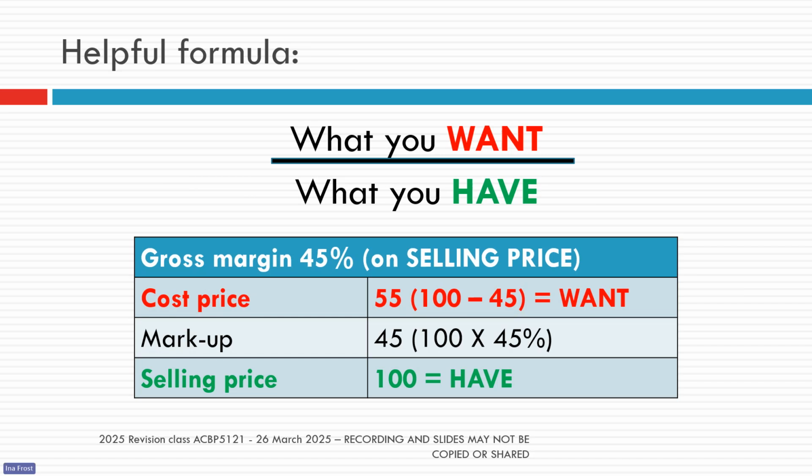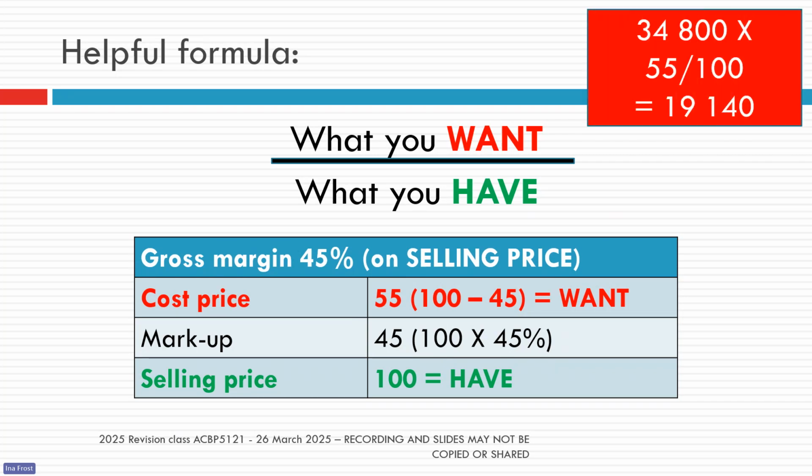So again, we can do our what you want over what you have. So this time the selling price is going to be the 100. The markup is still the 45%. And now our cost price is the selling price minus the markup. And that's how I get to my 55.